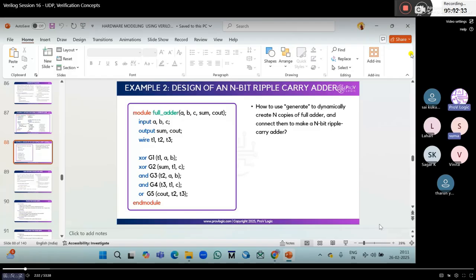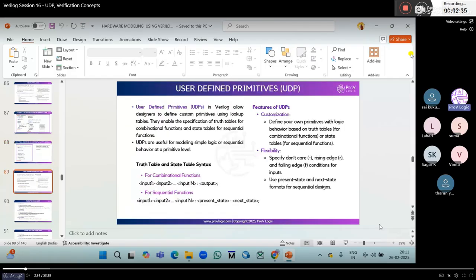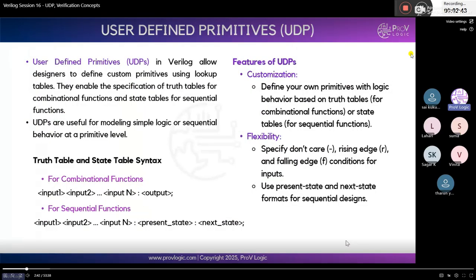Okay, fine. So today we are going to discuss UDP, which means user defined primitives, and how to write them. It is just a topic, but in real time we never use UDP, because it is a very old model where we directly put the truth table in the programming. We never use this type of modeling, but we need to know about UDPs, so we will work on a few examples.